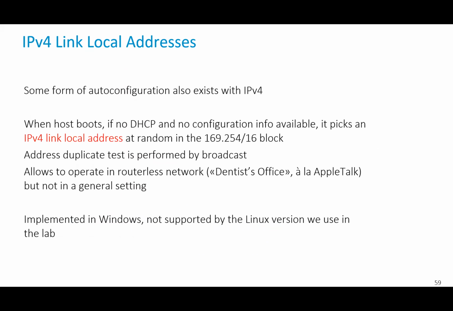Link local addresses are universally used in IPv6. They exist also in IPv4. We mentioned that already. It is this block, but they are typically much less used. In IPv4, we don't expect an interface to use multiple addresses, so they are used only if DHCP doesn't work, and also there was no manual configuration.